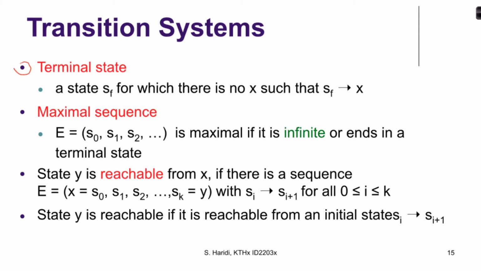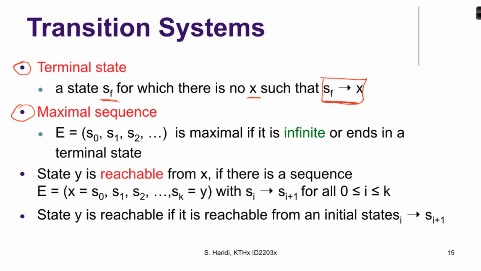What is a terminal state? It is a state where you are stuck and you cannot move. So a state SF for which there is no state X such that there is such an element in the transition relation is a final state. What is a maximal sequence?